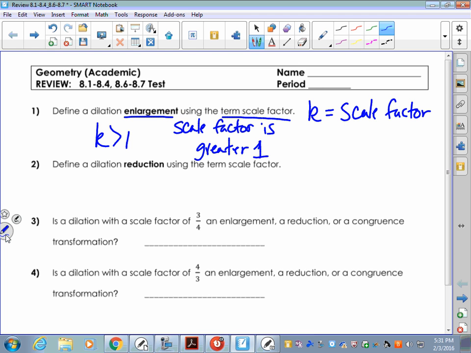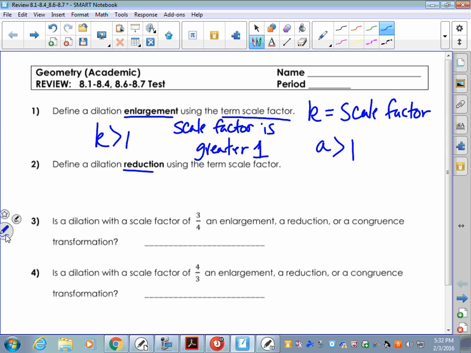Now, I think on your foldable we have the letter A is greater than 1. Doesn't matter. It's just representing a variable, and the variable represents a number. If our variable is A, then we can say A is greater than 1. But universally, usually it is K.